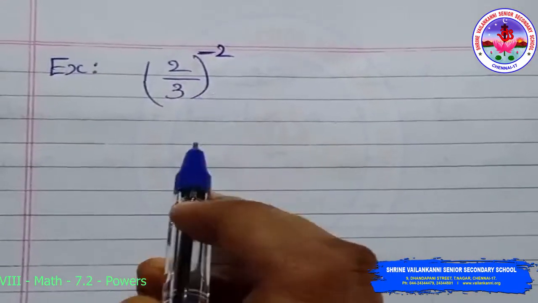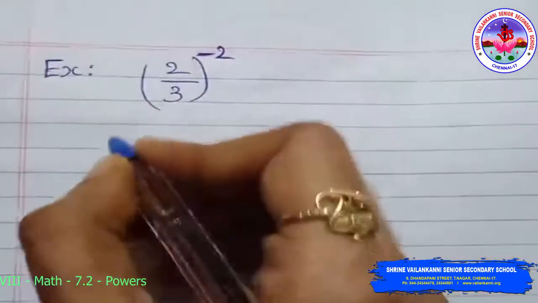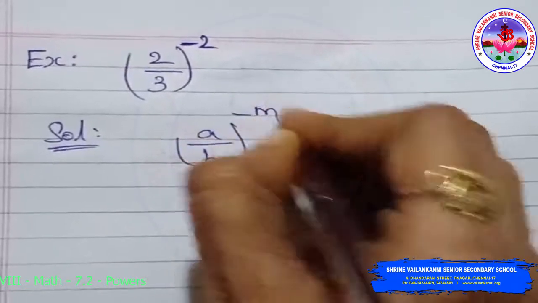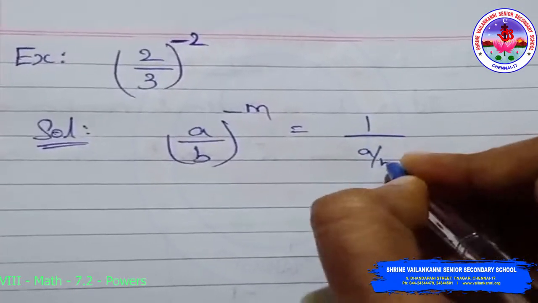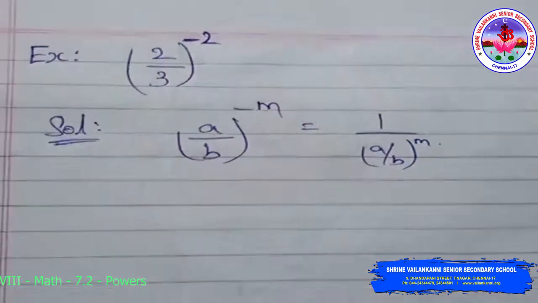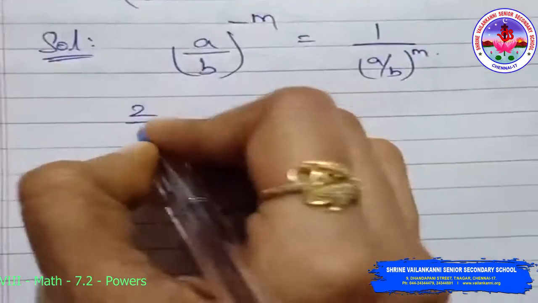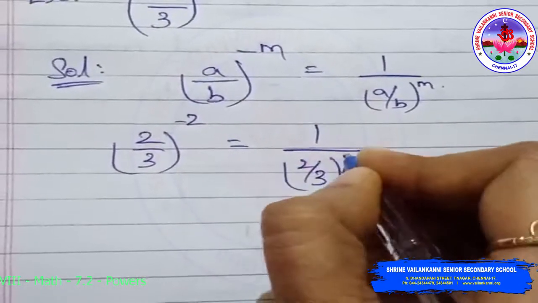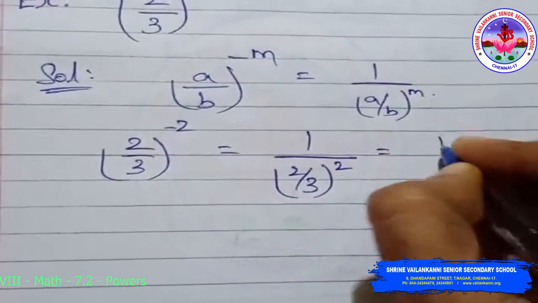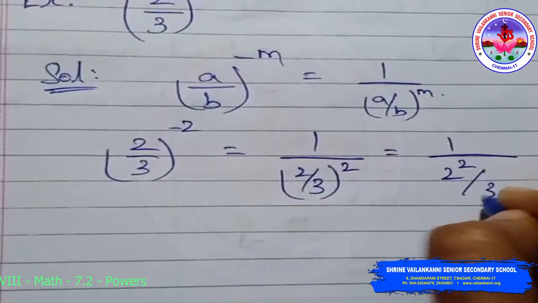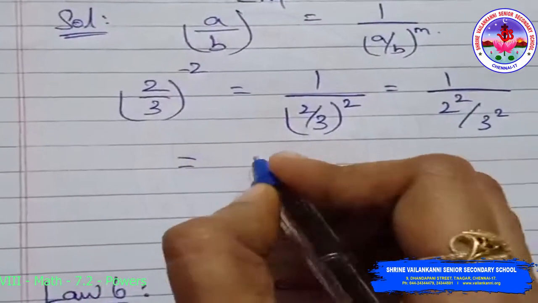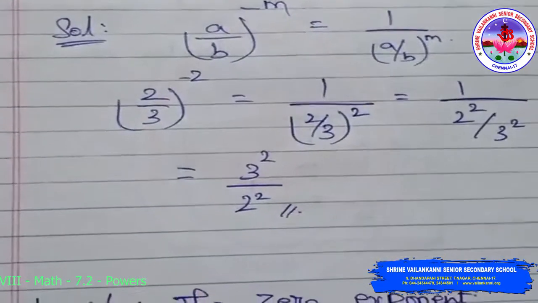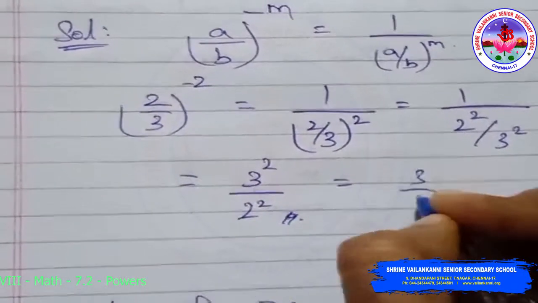Example, 2 by 3 whole power negative 2. Solution, the formula is (a by b) whole power negative m is equal to 1 by (a by b) whole power m. So, the value is (2 by 3) whole power negative 2 is equal to 1 by (2 by 3) whole power 2, which is 1 by 2 power 2 by 3 power 2, which is equal to 3 power 2 by 2 power 2, which is equal to (3 by 2) whole power 2.